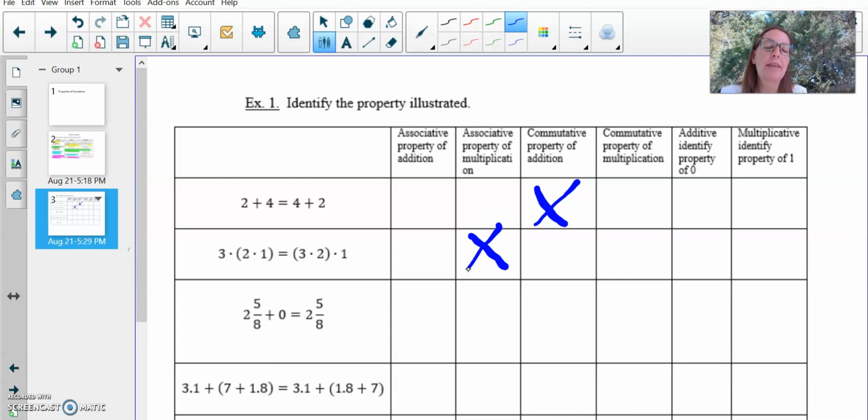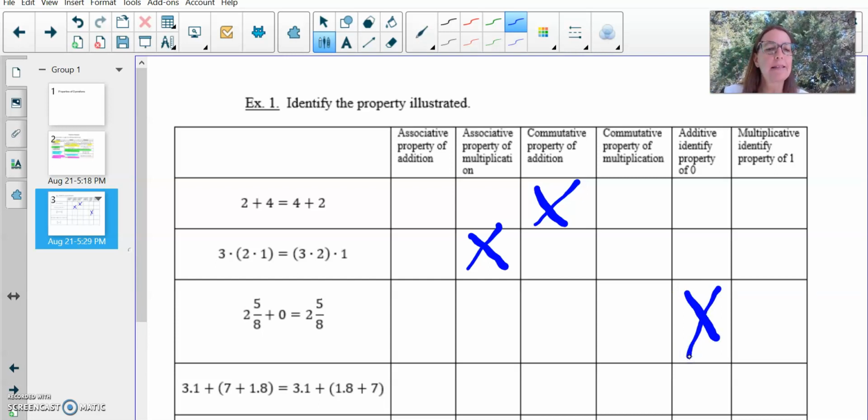2 and 5/8 plus 0 equals 2 and 5/8. So from the left-hand side to the right-hand side of the equation, the plus 0 disappears and I get my original number back. So this is the additive identity property of 0.